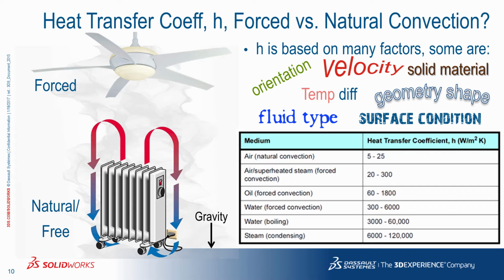And then you have the difference between different fluid types, air versus water. Water, which is a better conductor of heat, can be more effective in removing the heat from, say, a forced convection problem at 300 to 6,000 watts per meter squared Kelvin, depending on, say, the velocity of the water moving.